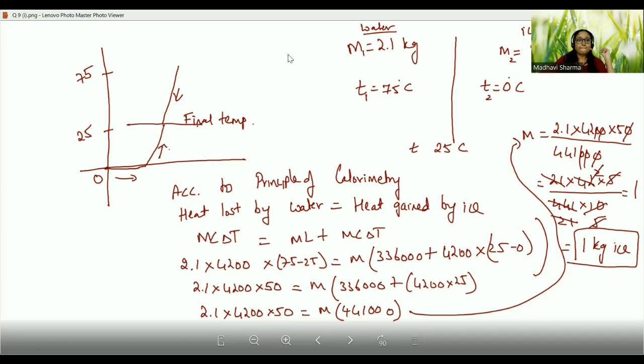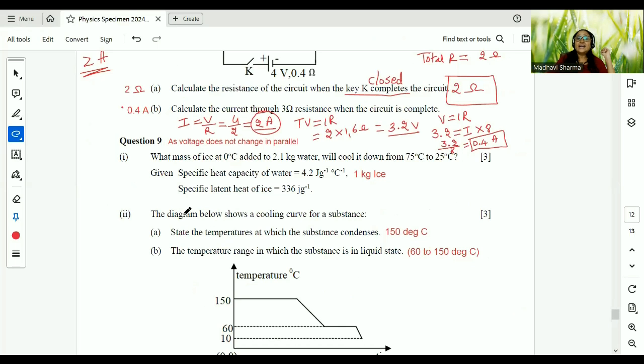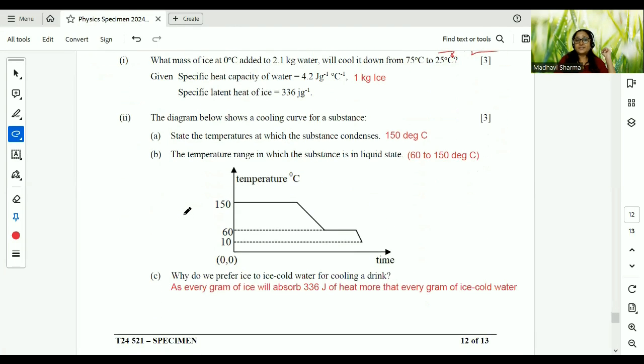Let's go ahead towards the end literally. The diagram below shows a cooling curve for a substance. State the temperatures at which the substance condenses. Condenses, vaporization is 150. This is melting or fusion, right? So condensation point is 150 degrees Celsius. Temperature range in which the substance is liquid state. So this is liquid. Answer is 60 to 150 degrees Celsius, or 60 degrees Celsius to 150 degrees Celsius.